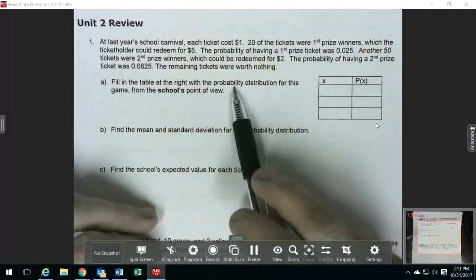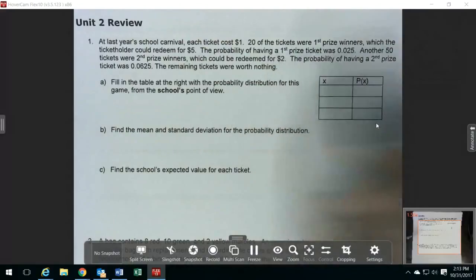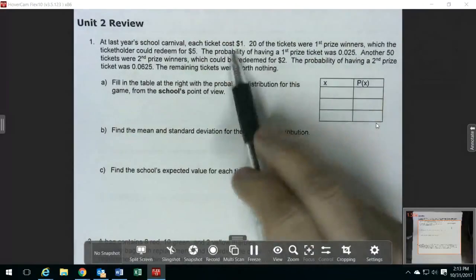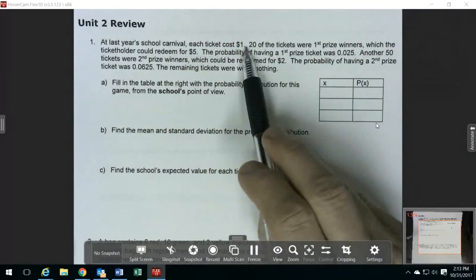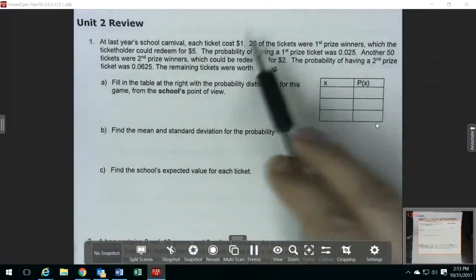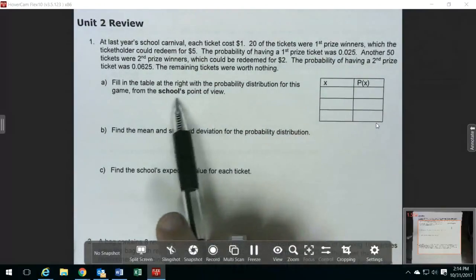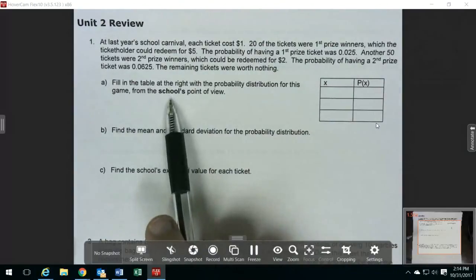So for this one, first of all, doing the probability distribution for this game. The one thing you have to remember about the games is that if the tickets cost a certain amount, you have to figure that into the outcomes for what is won or lost. So we have a $1 ticket cost to start with. And then when we're doing this, we're also looking at the outcomes from the school's point of view.